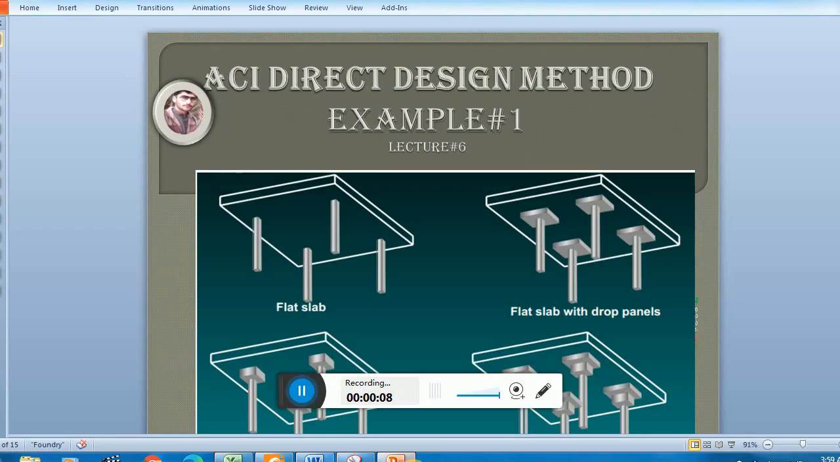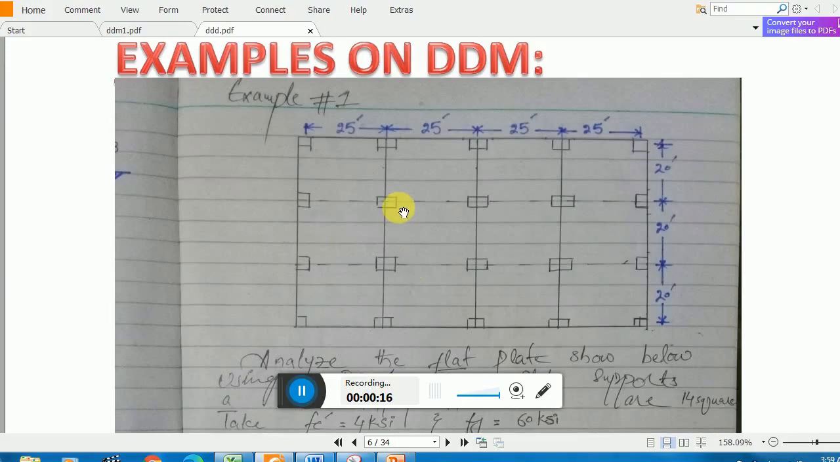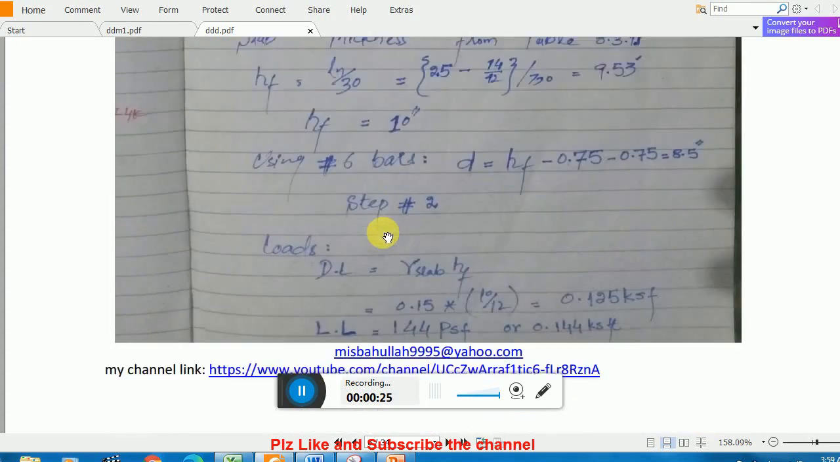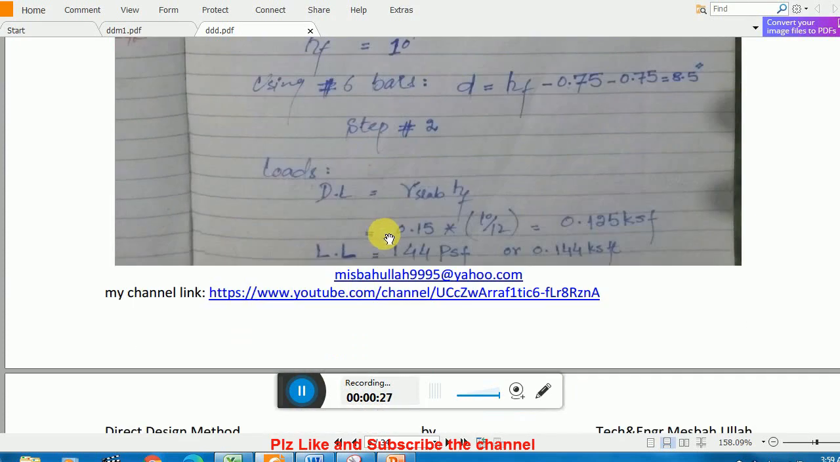This is lecture number 6, okay? And we start example number 1. So basically you saw in lecture number 5 how we apply the method of DDM to a frame structure, and the whole procedure, the same usual way.